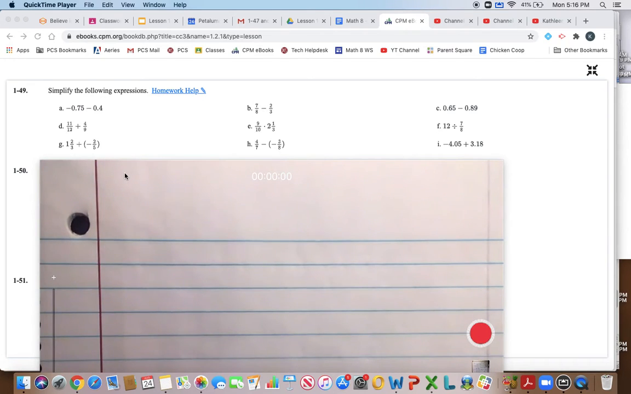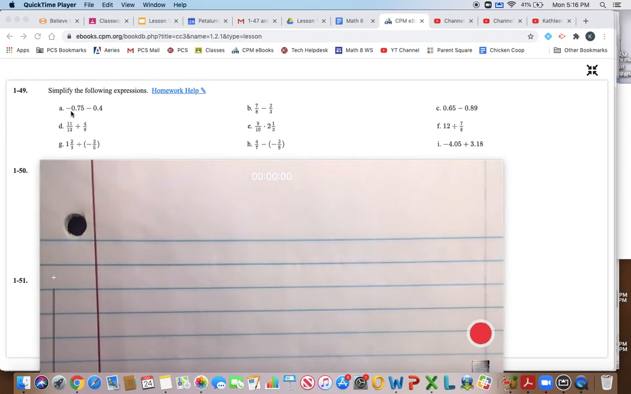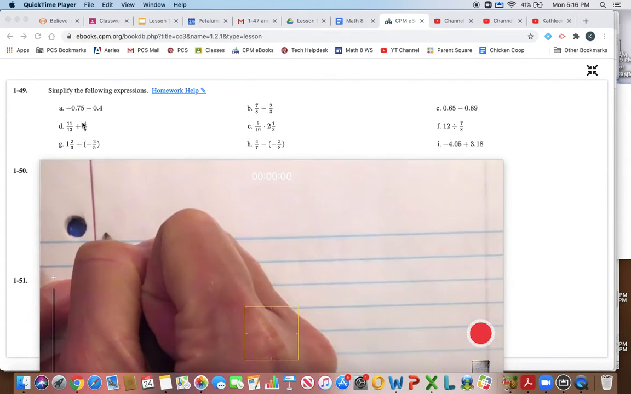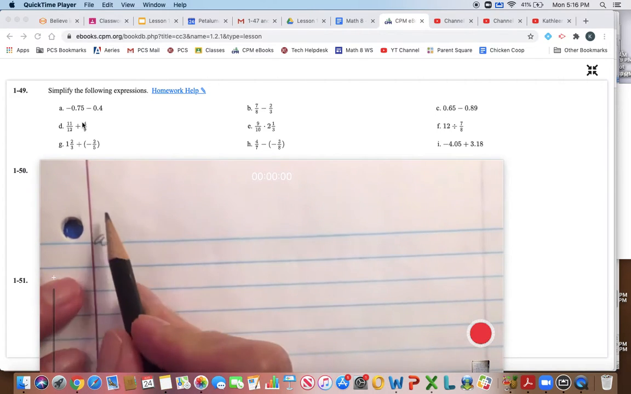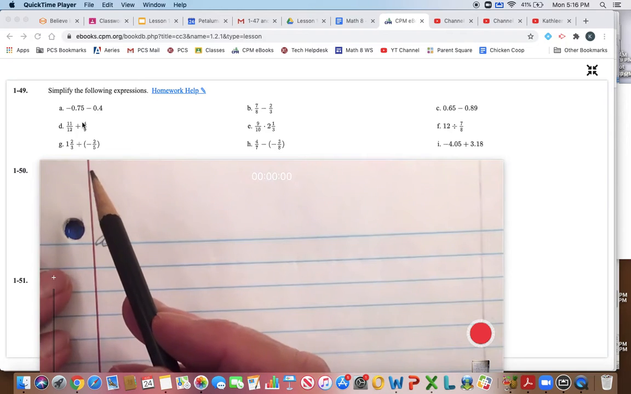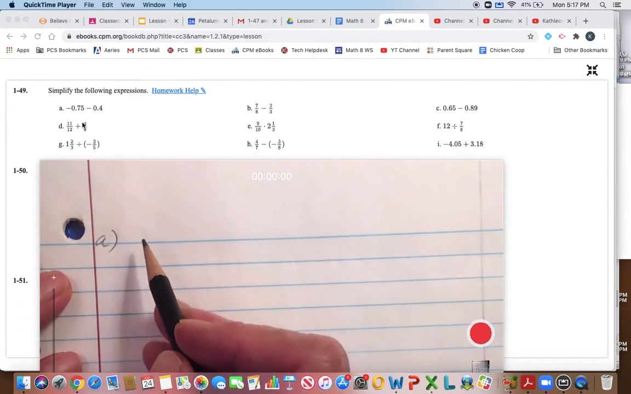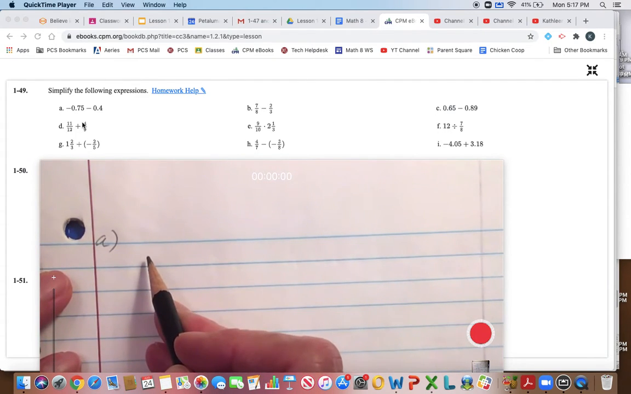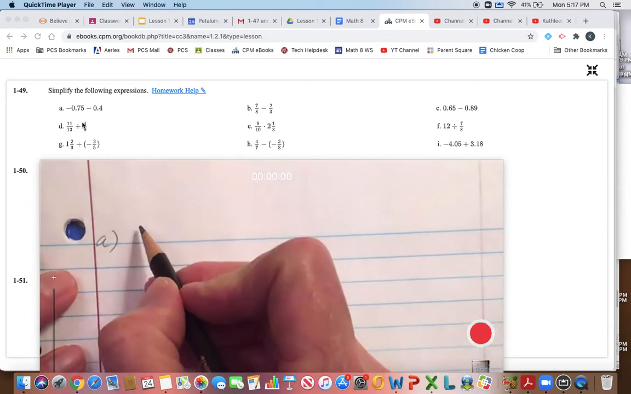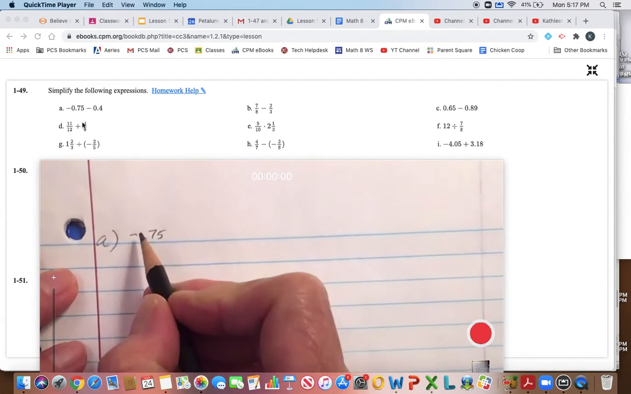Problem 1-49, and we're going to do A, B, and C first across the top. So A, I'll just copy that down. So A is working with decimals. Because we're working with decimals, and it looks like we're adding and subtracting decimals, I'm going to write this down vertically so that I can line up the decimal points.